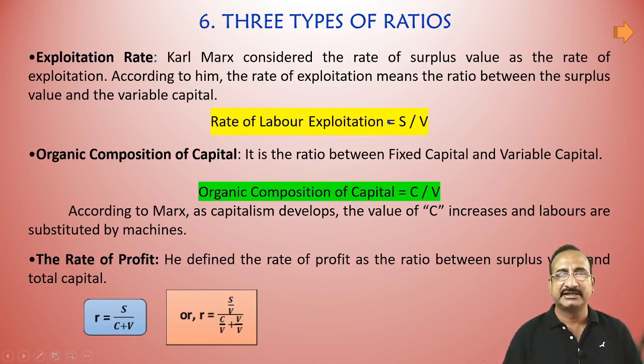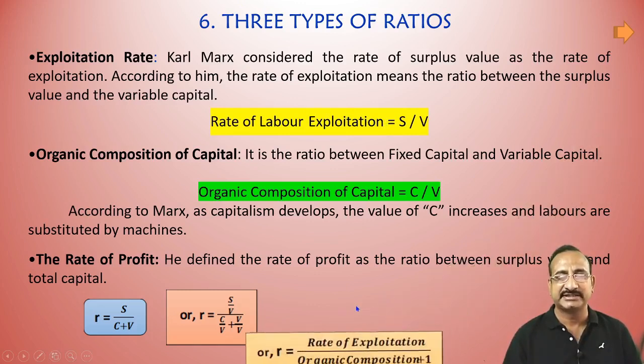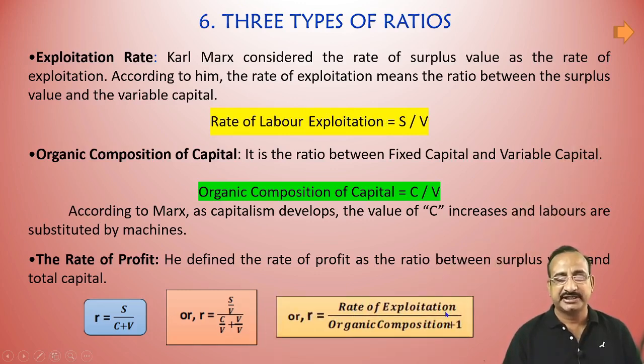S by V is nothing but the rate of labor exploitation. That's why it can be rewritten as rate of exploitation in the numerator, and in the denominator C by V is nothing but, as said earlier, the organic composition of capital. So let us substitute organic composition of capital instead of C by V, plus V divided by V gives you 1. So the rate of profit according to Karl Marx is equal to the rate of exploitation divided by the organic composition plus 1.